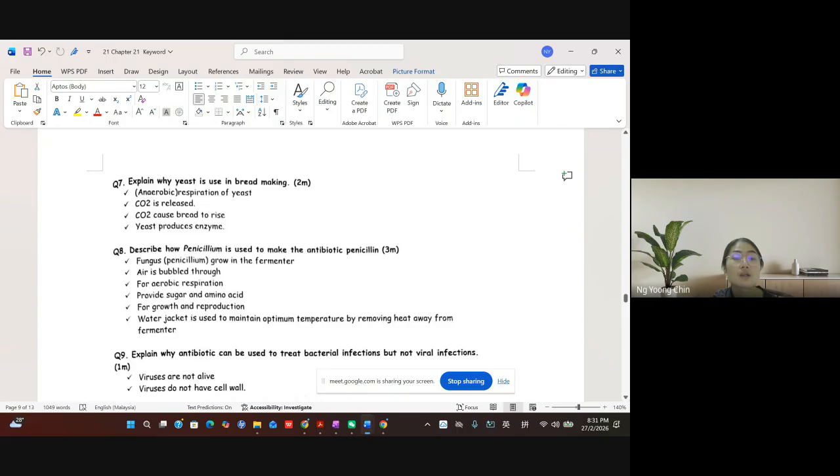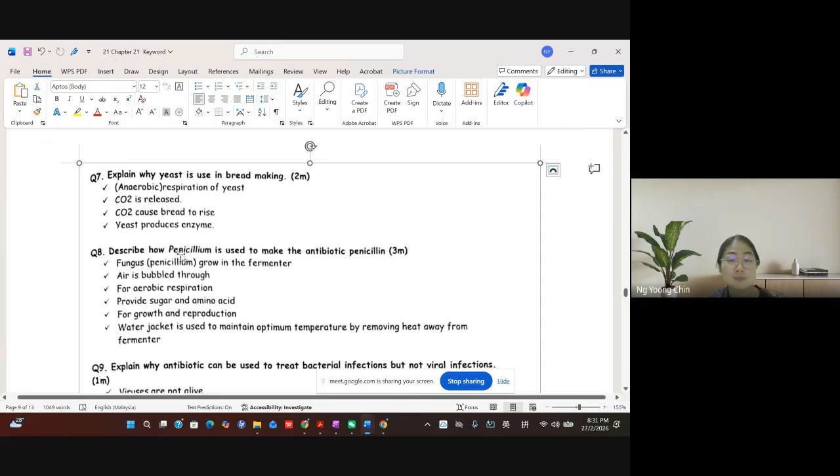Okay, and then this one, why yeast is used in the bread making process is because yeast will release carbon dioxide. And this carbon dioxide is very important because it can help to increase the height of your bread dough.